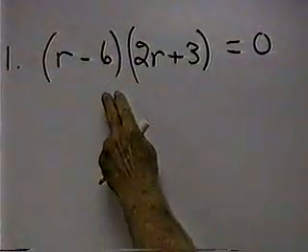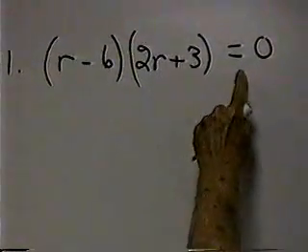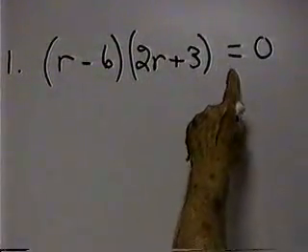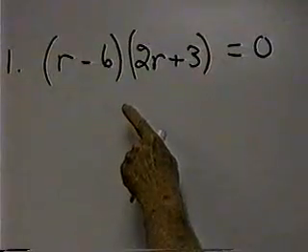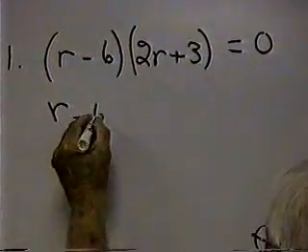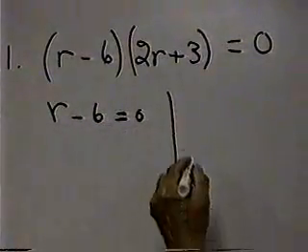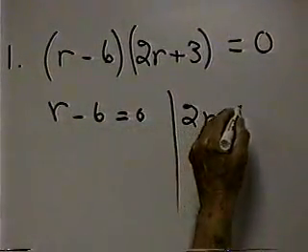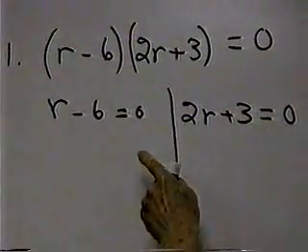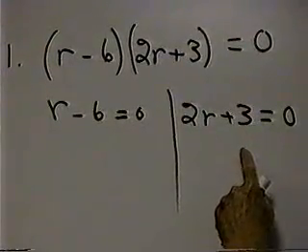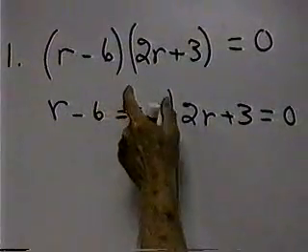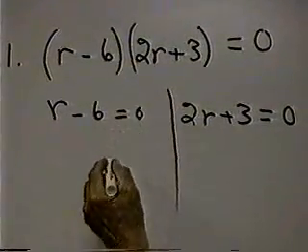If I have this parenthesis times this parenthesis equals 0, if you're going to multiply two things and get 0 for an answer, then one of those has to be 0. Well, then what we'll do is come down and set that equal to 0 and set the other factor equal to 0. And what we're going to say is, well, that one's 0, or that one's 0, or both of them are 0. But you set each factor, each multiplication, equal to 0 and solve.